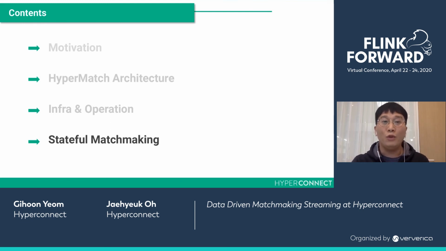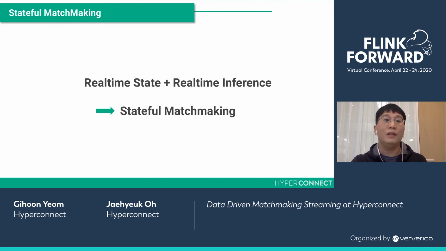Before introducing how we implemented stateful matchmaking, I want to clarify the meaning of stateful matchmaking. So what is stateful matchmaking? We define stateful matchmaking as something that can be realized with real-time state and real-time inference. With stateful matchmaking, we can solve for the optimal experience, catching up with the user's context. Real-time inference is implemented by metric calculation in Scorer, so I'm going to focus on state management in this session.